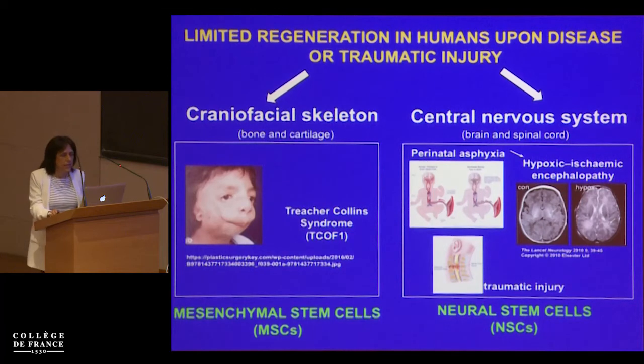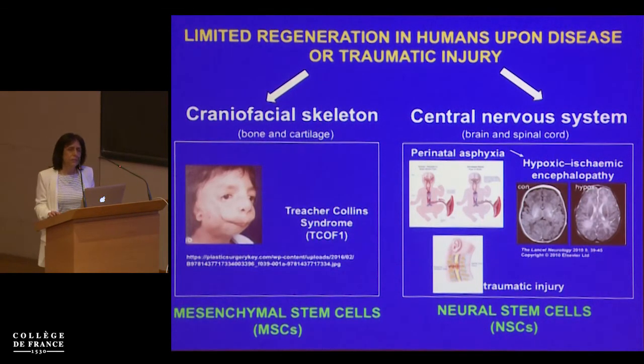First, the craniofacial skeleton. People think bone can regenerate, but it doesn't normally. Long bones can repair, but they do not regenerate. And second, the central nervous system, which can be affected just during development, perinatally, by a number of traumas like hypoxia, or obviously there is traumatic injury.